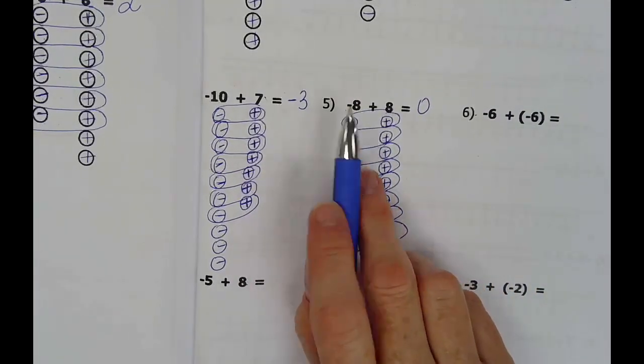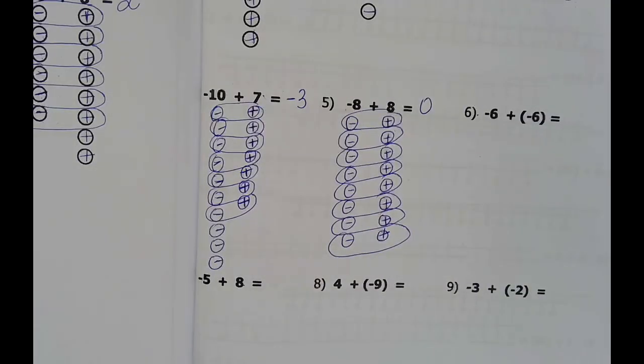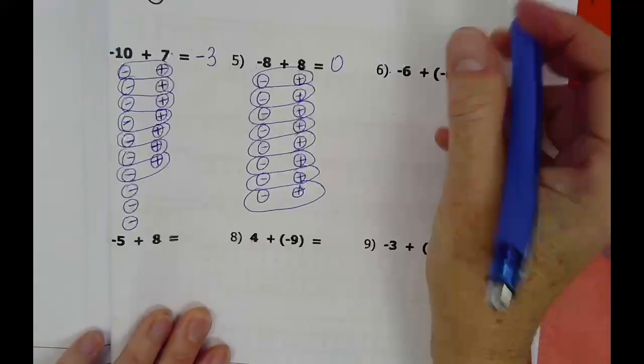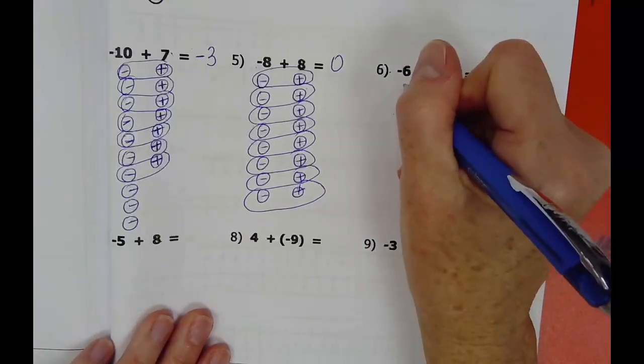Give me a word that describes negative 8 and positive 8. What's a word that would describe negative 8 and positive 8? Would be what? Amir? Opposite. Opposites. What happens when I add opposites together? You get 0. All right, let's look at number 6. Draw that one and see if you can find the answer for that.